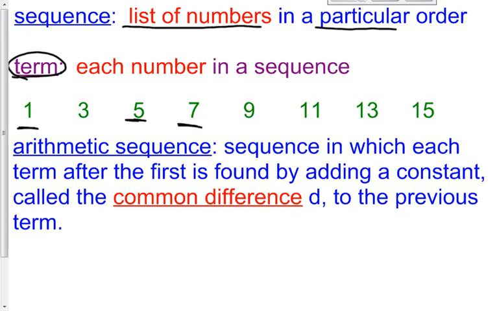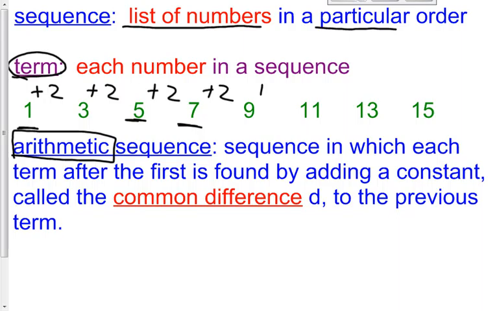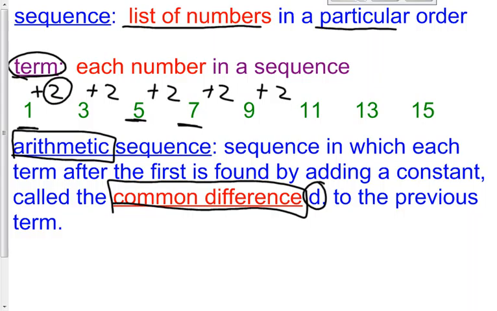So now, to really define what an arithmetic sequence is, pay very close attention to this, class. An arithmetic sequence is a sequence in which each term is found by adding a constant called the common difference to the previous term. So this is an arithmetic sequence because I am adding a certain number every single time to get to the next one. I am adding 2 each and every time. So that 2 right here, what I'm adding, that's called the common difference. It's abbreviated using the letter D.